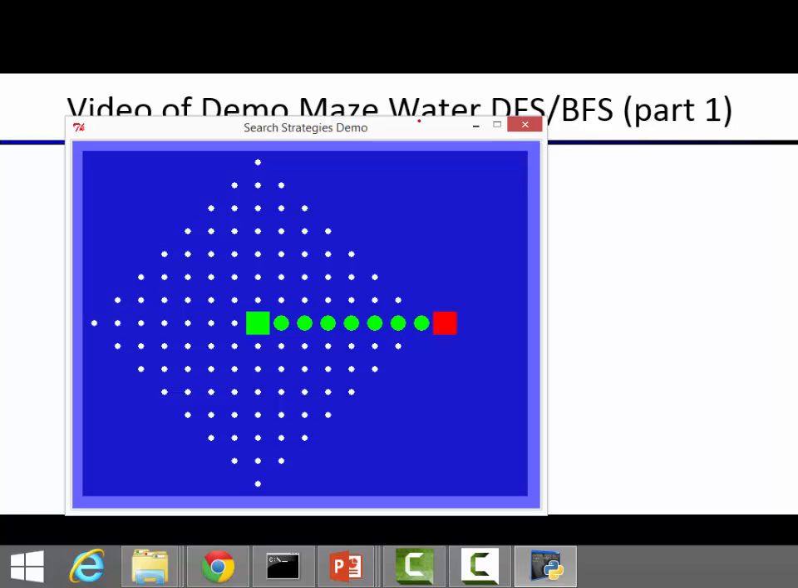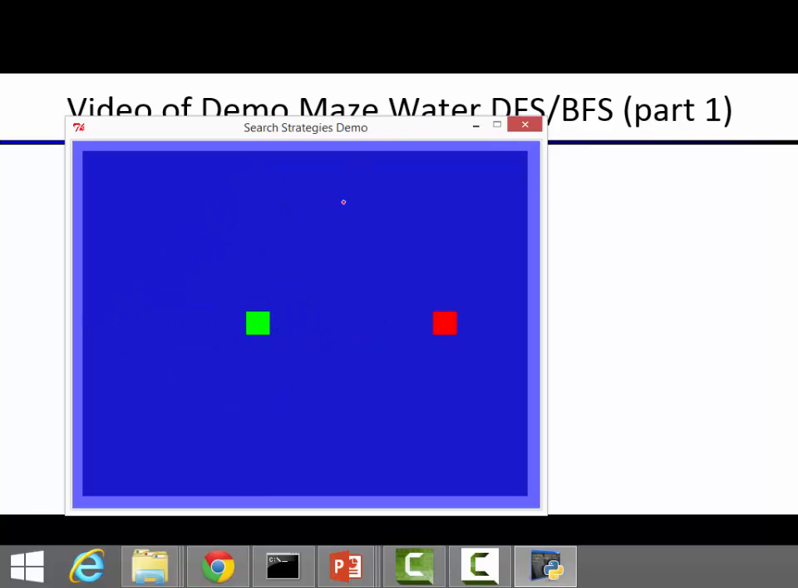So this is breadth first search. It fans out from where it starts, looking at things that are equally far away from the start state. So a dot that appears means that it's looking at that state to get there. Then let's clear this board. How about this one?